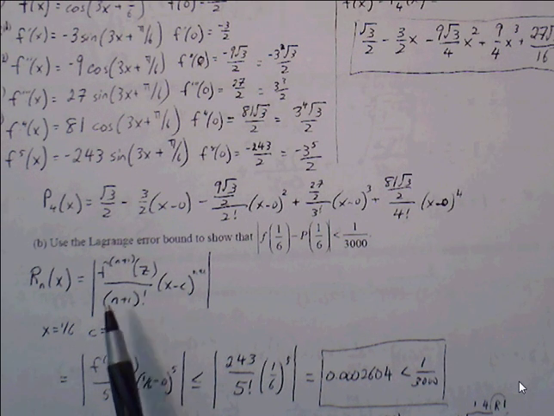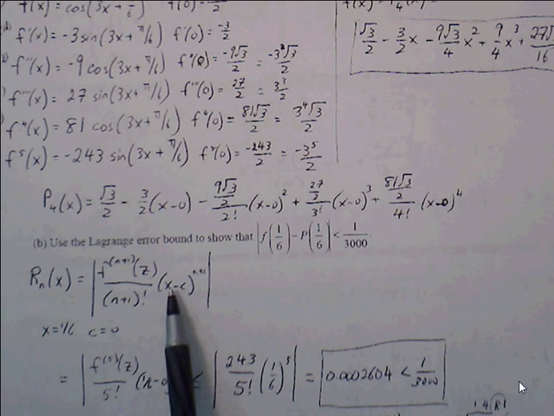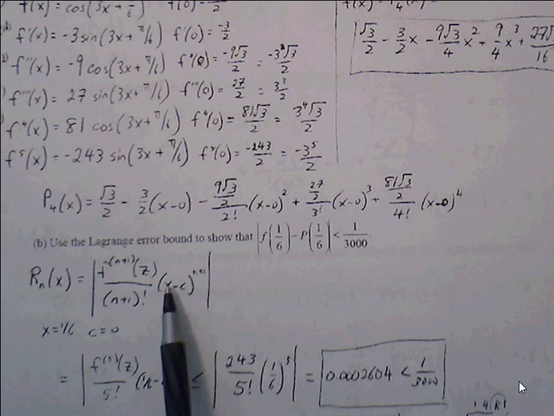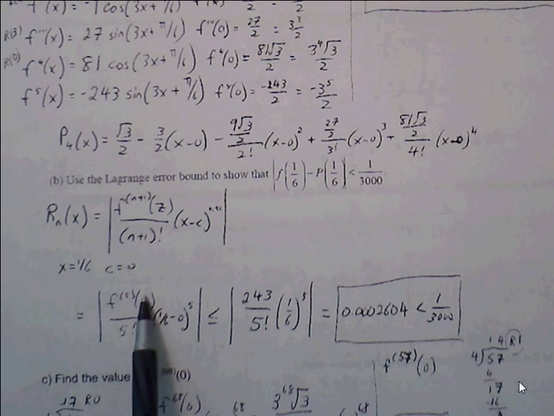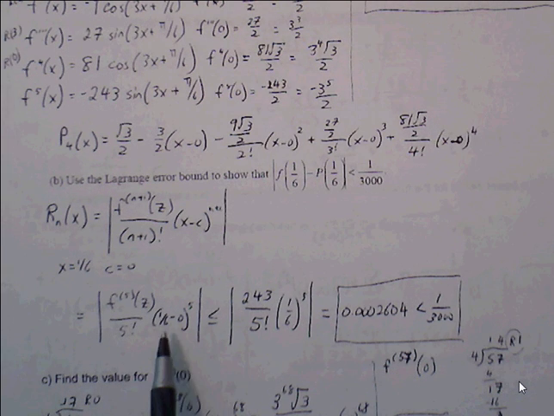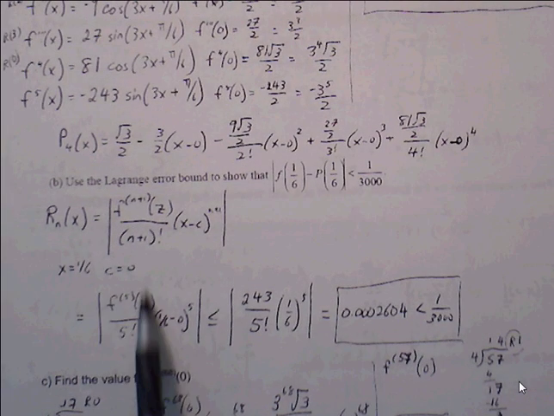Over n plus 1 factorial, so divide by 5 factorial, times x minus c, so we know that x is 1/6, c is the center at 0, to the 5th. So here we have the 5th derivative evaluated at z over 5 factorial times 1/6 minus 0 to the fifth. So what is the largest value that this fifth derivative could be?